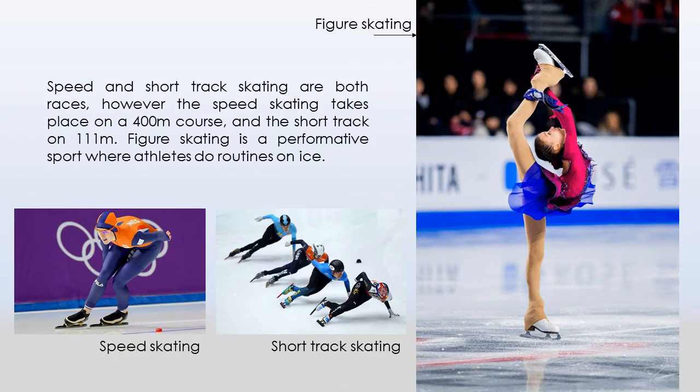And figure skating. Speed and short track skating are both races. However, the speed skating takes place on a 400-meter course and the short track on 111 meters, probably. Figure skating is a performative sport where athletes do routines on ice. So, there we go. Speed and short track skating.